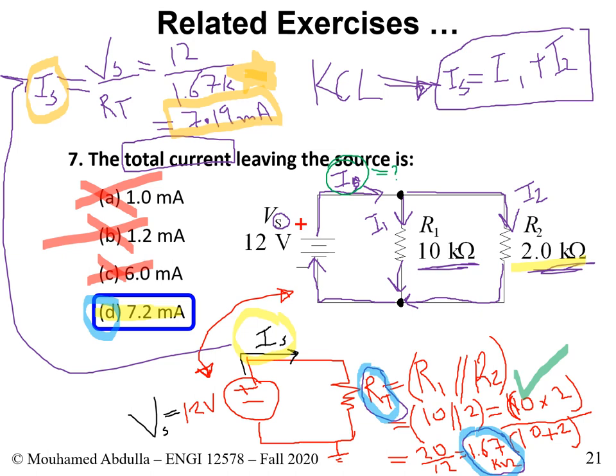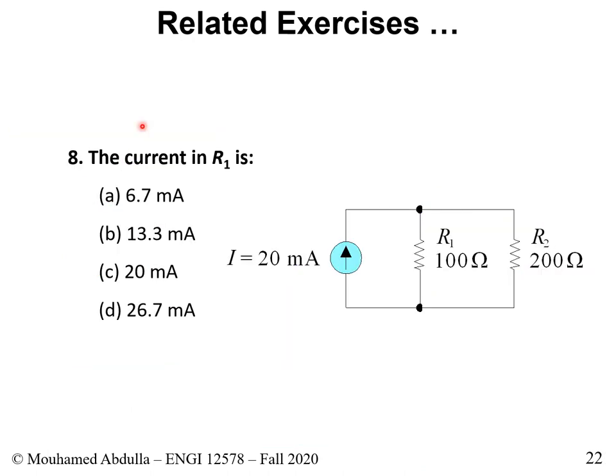Okay. Question 8, we are asking the following. What is the current in resistor 1? So we want to know the current that flows through resistor 1. And that's the question. And in fact, if we have this current, we could also find the current that flows into resistor 2. And it's just a matter of applying KCL.